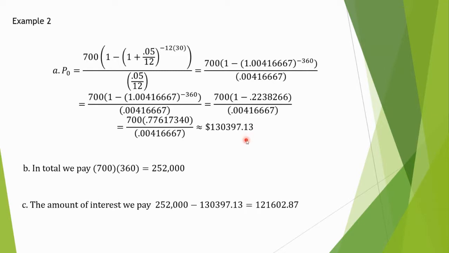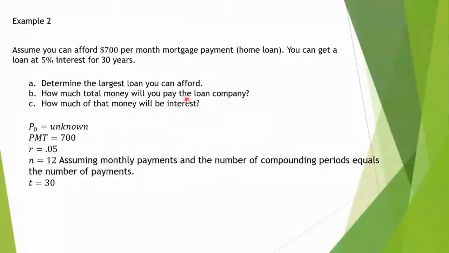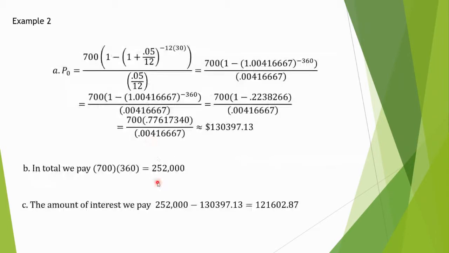Now, that's part A. Remember, part B was, how much do we actually pay in total? Well, we're paying $700 per month, for 30 years. So we have $700 times 12 months per year times 30 years. That's where the 360 comes from, 12 times 30. So we're going to pay this amount in total.